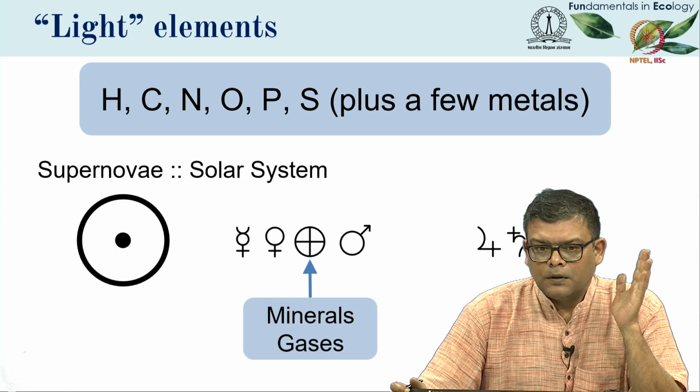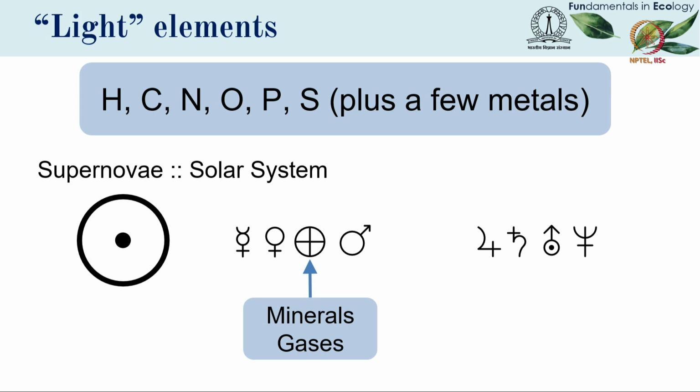Let's look at our solar system. Our sun is a second generation star, and we are on a planet which is a little way away from the sun. We have a large number of minerals available to us as well as gases. This is related to the density gradient created from this massive object here, and as you go away from it, you get the gas giants which are orbiting far from the sun.